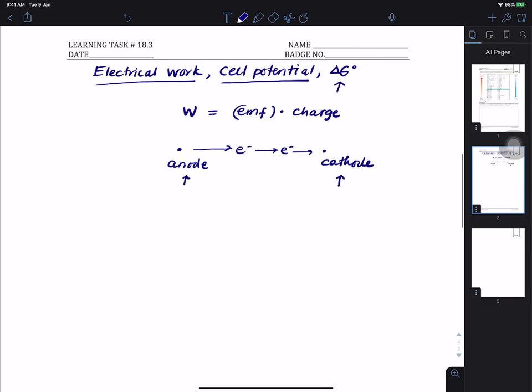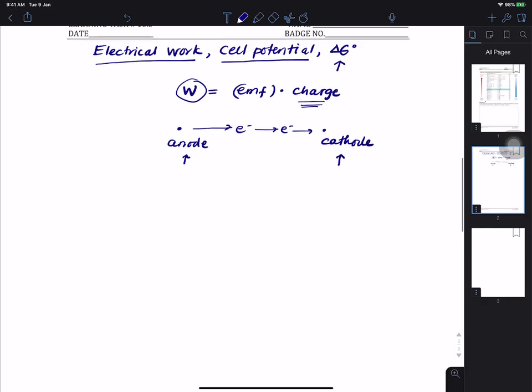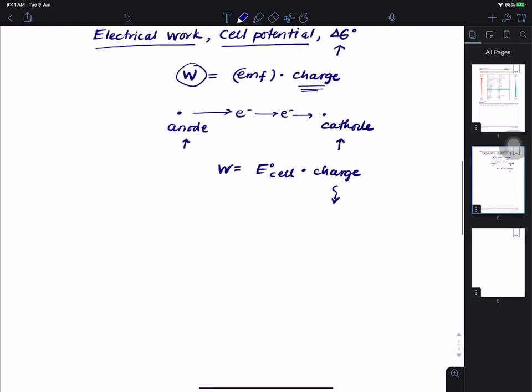But remember that the moving particle is charged. That's why we need to multiply by the charge to get the work done. So practically your work is equal to the E naught of the cell multiplied by the charge carried by the electron in this case. Now the charge has been figured out for us before. Remember, an electron carries 1.6 times 10 to the negative 19 coulombs. We learned that from trimester 1.